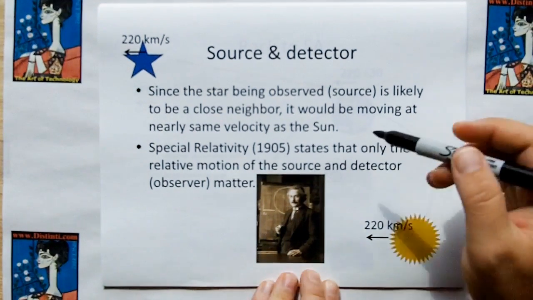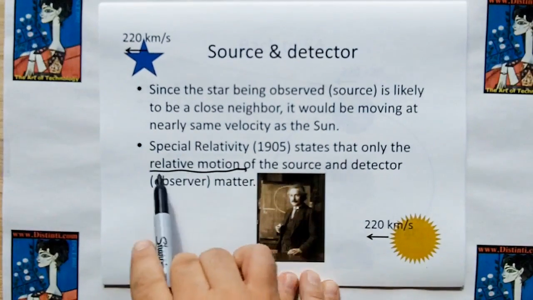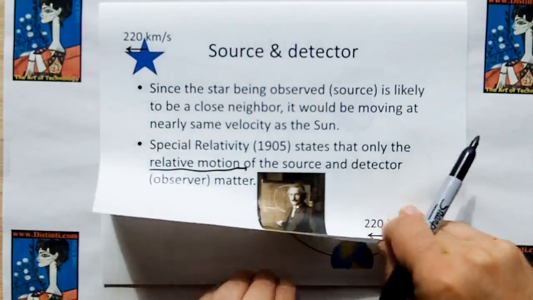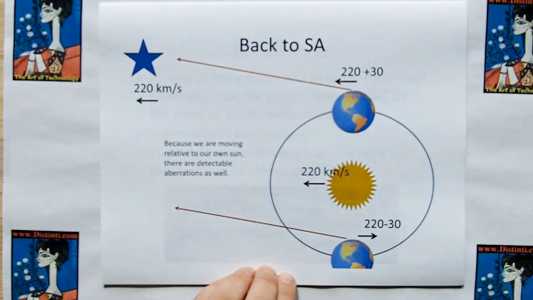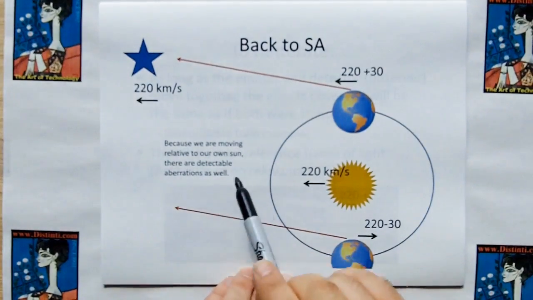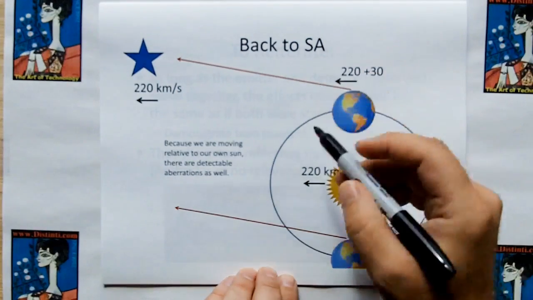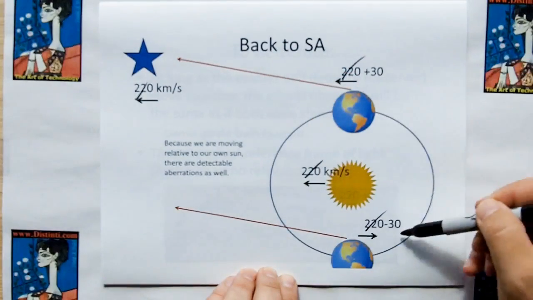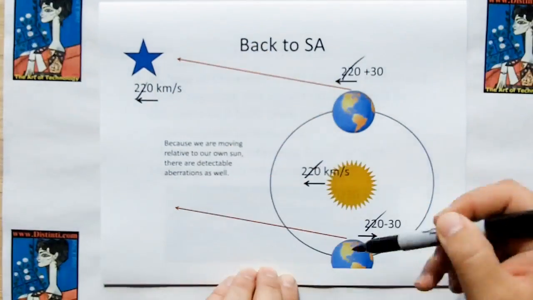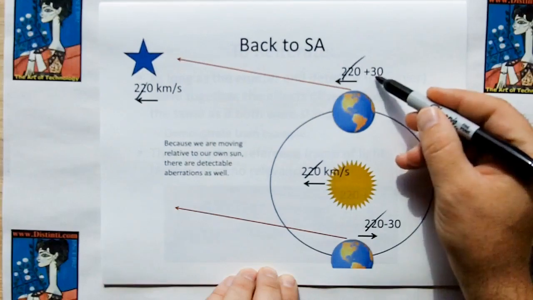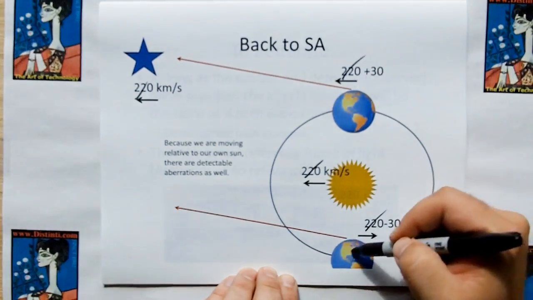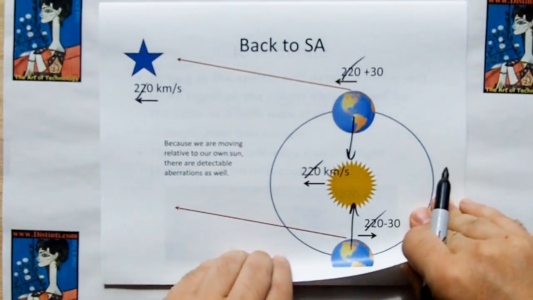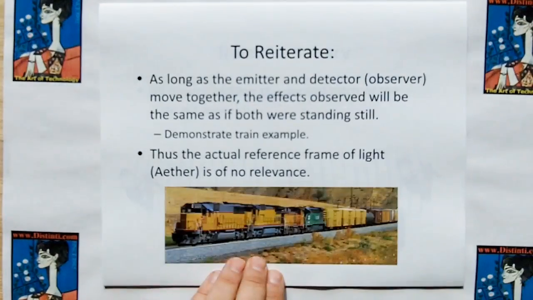Special relativity states that only the relative motion, that's where you get the word relativity, of the source and detector matter. So when we go back to the stellar anomaly, because we are moving, the net velocity of the Sun cancels out. Therefore, all you're left with is the relative velocity between all of the components. Because we're moving 30 kilometers per second with respect to the Sun, we also notice the aberration when we view the Sun. And so it looks like everything's all wrapped up in a nice, neat ball.